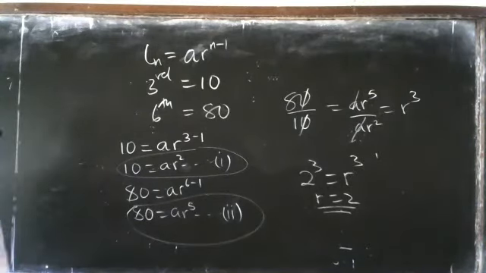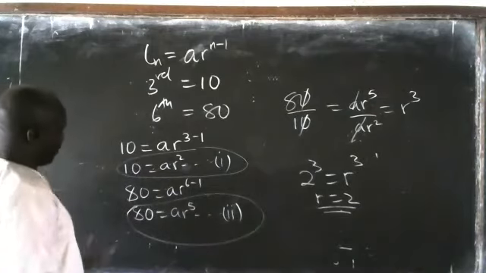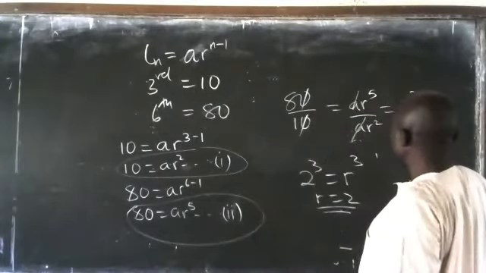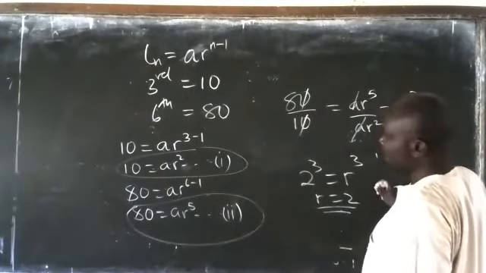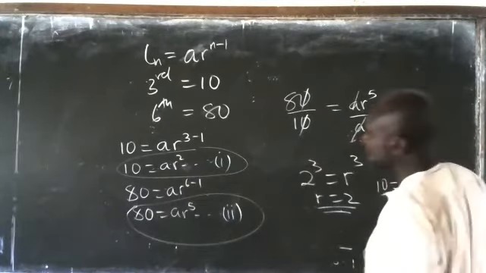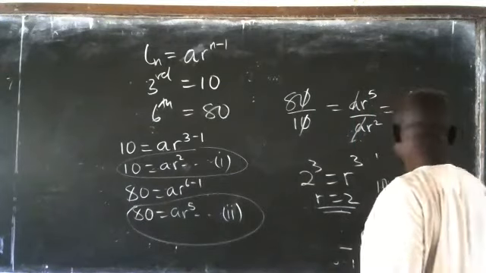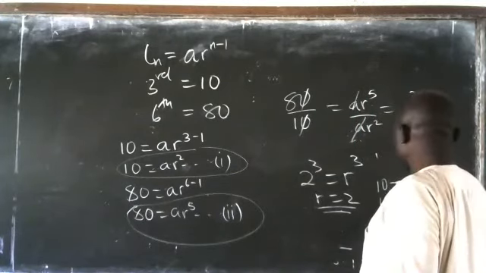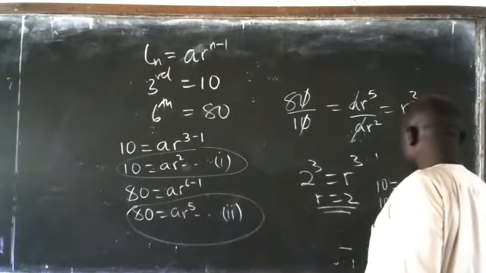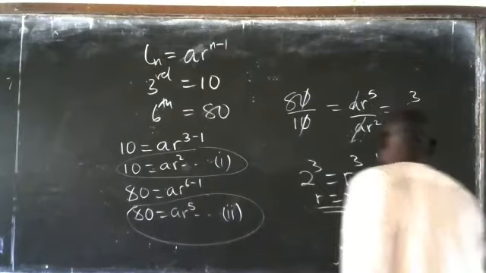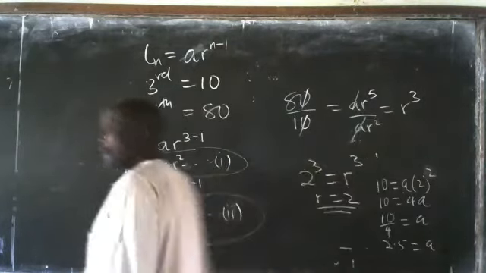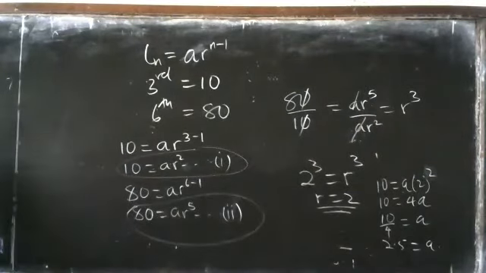Then after getting R, I can now find A using either equation 1 or 2. So if my R is now 2, then I will say 10 is equal to A times 2 power 3 minus 1, 2 power 2. We shall have 10 is equal to 4A. So 10 over 4 is equal to A, which is 2.5. So A is 2.5.